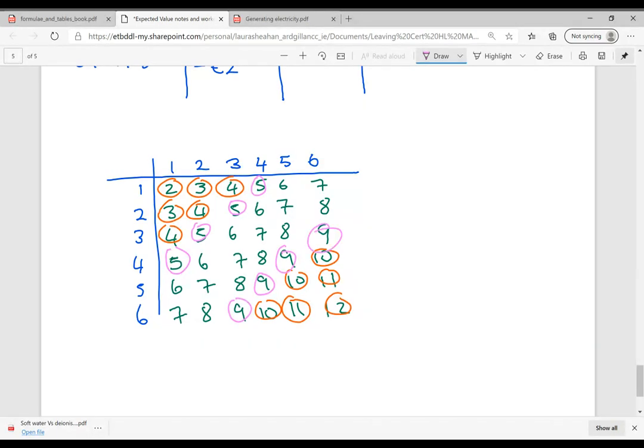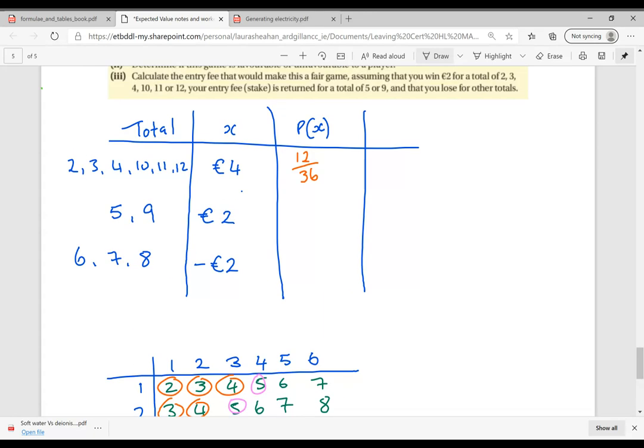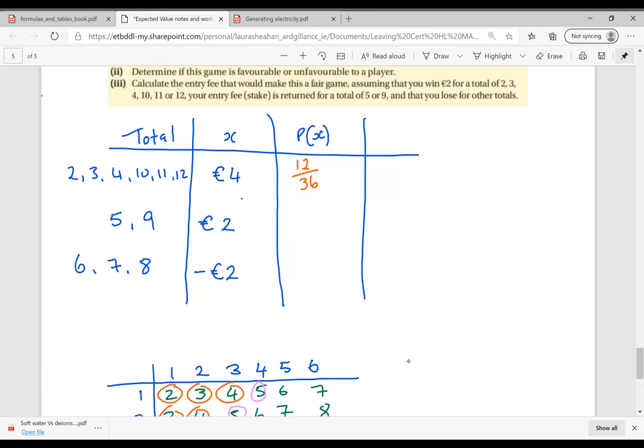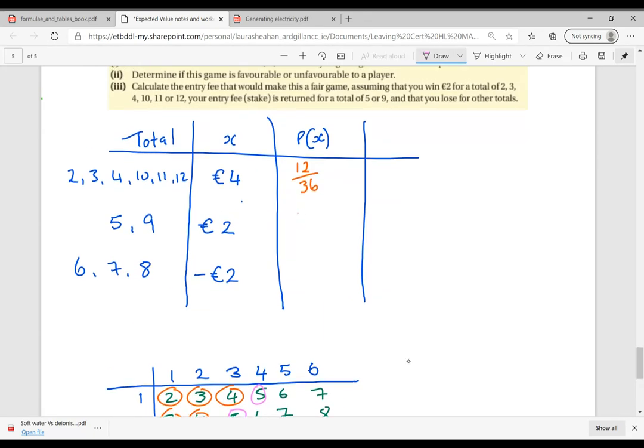Okay, now you can obviously count them. I'm just doing this to make it really obvious. So 1, 2, 3, 4, 5, 6, 7, 8. Okay, so the probability of getting a 5 or a 9 is 8 out of 36. And again, you can simplify these if you want.